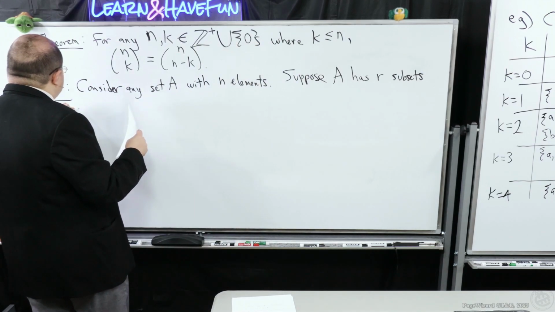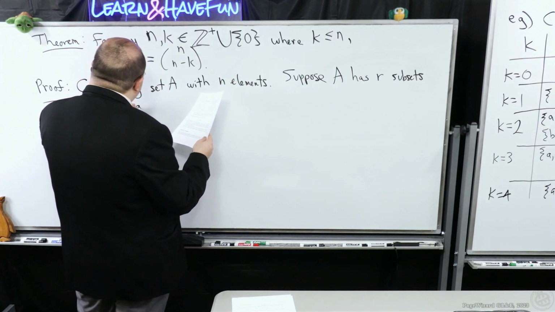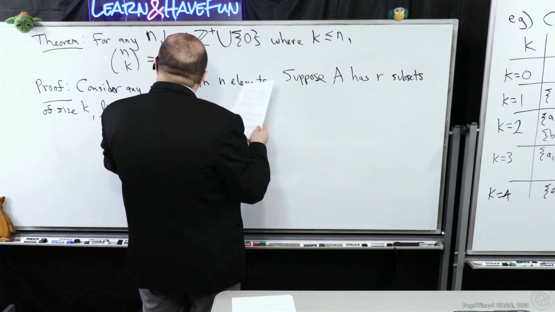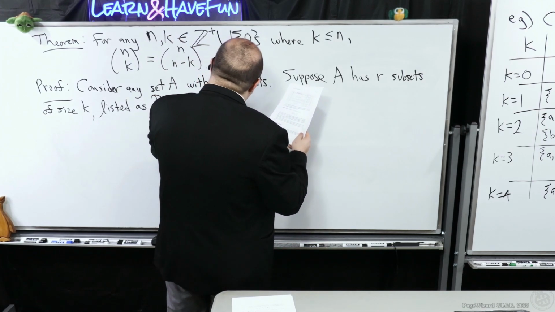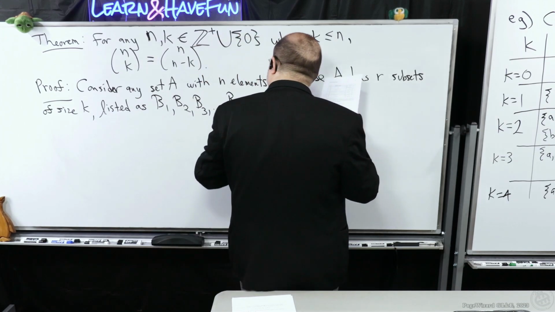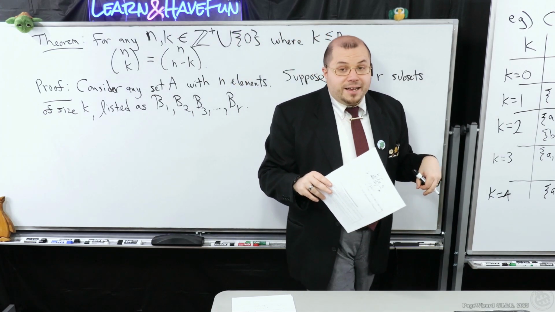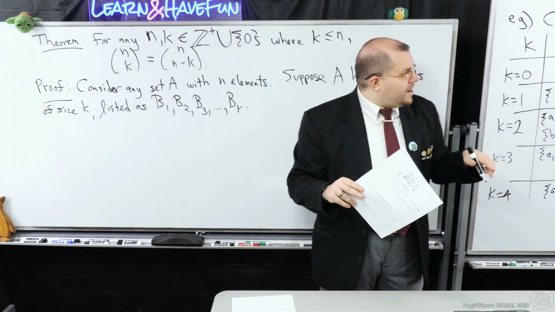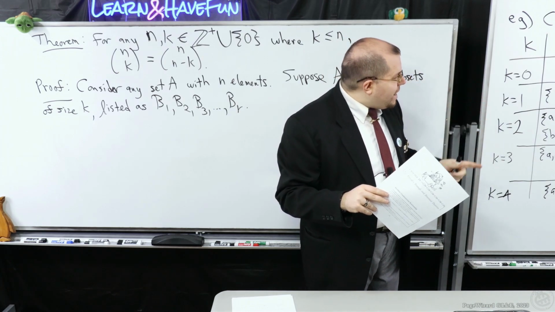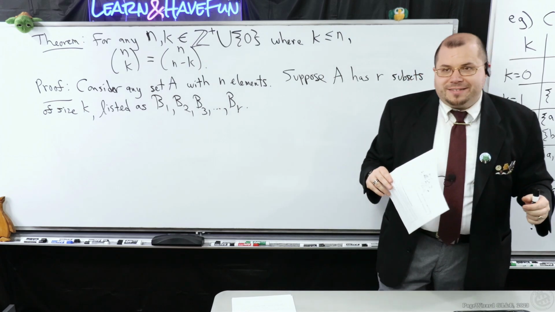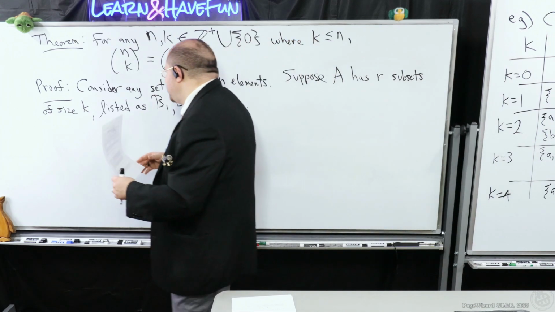So I'm just going to list them out as B1, B2, B3, all the way up to BR. These are just names I'm giving them. So this is a list of all of the subsets of size k. It's just like when I went through this example over here, picking off that k, taking one of these rows and the column and saying, okay, those are my subsets. I'm just listing them out. The order they're in doesn't matter.